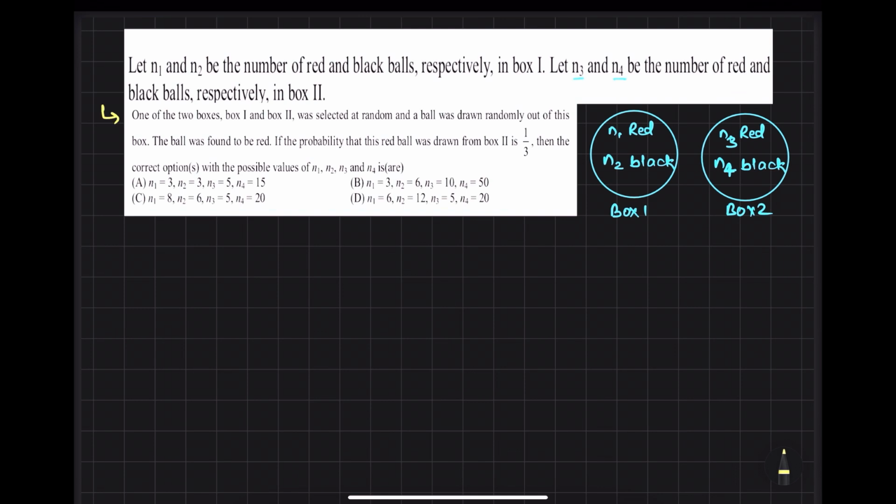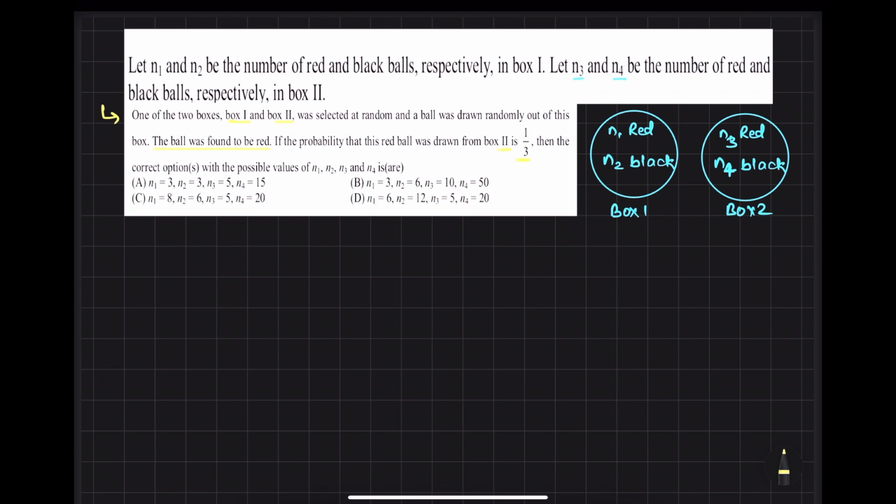One of the two boxes, box 1 and box 2, is selected at random, and a ball is drawn randomly out of this box. The ball is found to be red. If the probability that this red ball is drawn from bag 2 is 1 by 3.